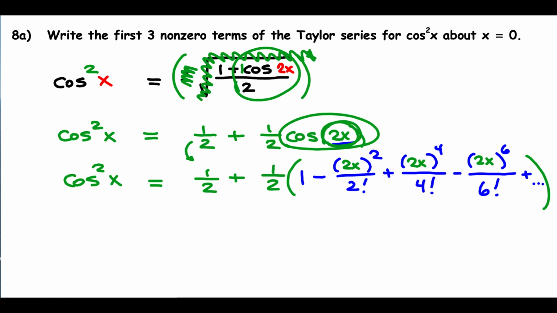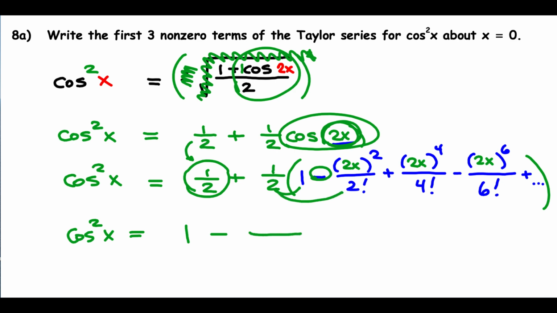And now we just need to simplify some things to get down to the first 3 non-zero terms, which is what we're asked to do. Here we have a 1/2 plus another 1/2 that's going to happen through distributive property, so that's 1. So we have 1 minus right there. A little mental math. 2x times 2x, that's 4x squared over this 2 times 2 factorial. That's going to be over 4. And eventually those 4's will cancel in our next step.